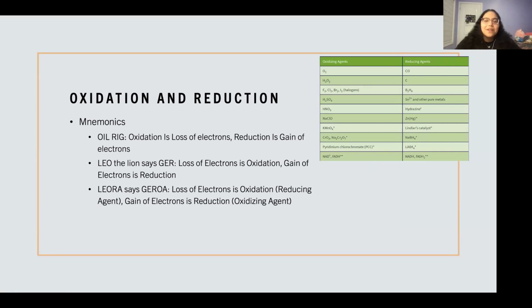The benefit of that one is that it shows that reducing agent and oxidizing agent are confusing terms, but if it's undergoing oxidation, it's the reducing agent, and if it's undergoing reduction, it's the oxidizing agent. So if you have something that's losing electrons, it is the reducing agent, but it's undergoing oxidation. So that is good to know. The table at the top there has some common oxidizing and reducing agents.